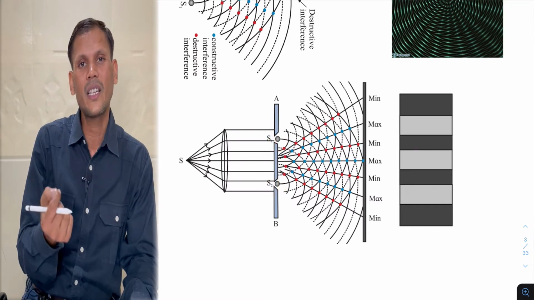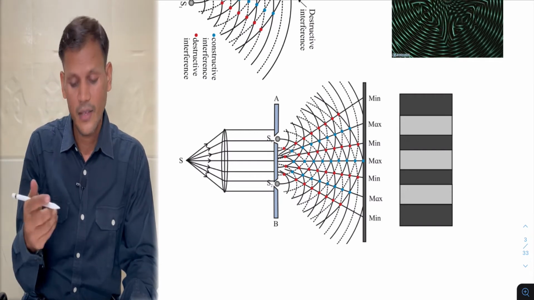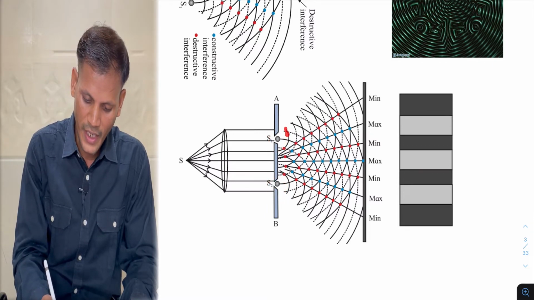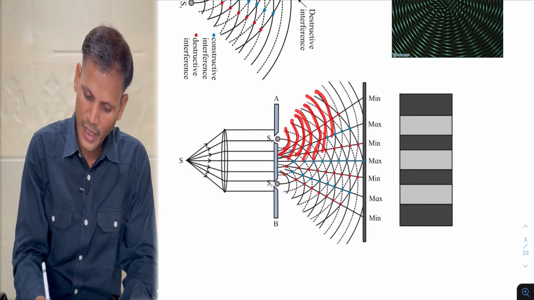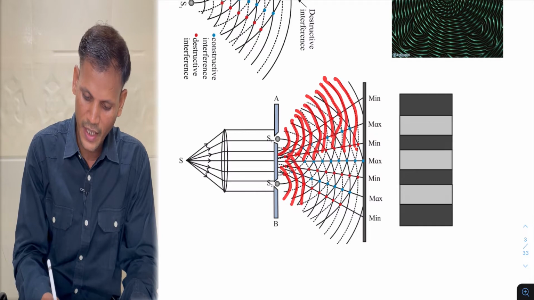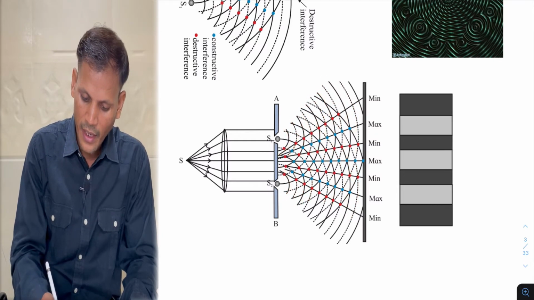Slit, what are the slits? Very fine holes may be called slits. So two slits are there, S1 and S2. From here once again redistribution of light takes place, primary and secondary wavefronts are formed, and here also primary and secondary wavefronts are formed, and they are meeting at different points.